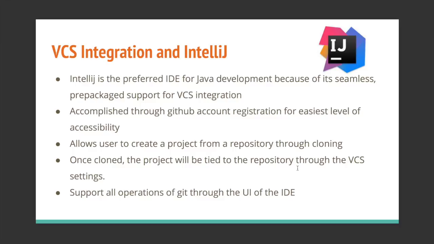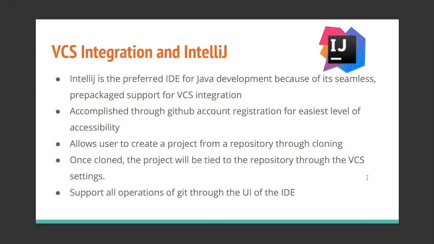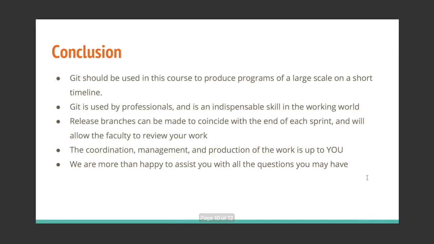It is accomplished through GitHub account registration for the easiest level of accessibility, which allows the user to create a project from a repository through cloning. Once cloned, the project will be tied to the repository through the VCS settings and supports all operations of Git through the user interface of the IDE. There's a save button, there's a commit button, there's a push button. It doesn't get much easier than that. Alright guys, we'll discuss that demo in a little bit.